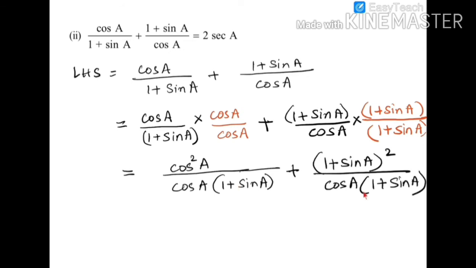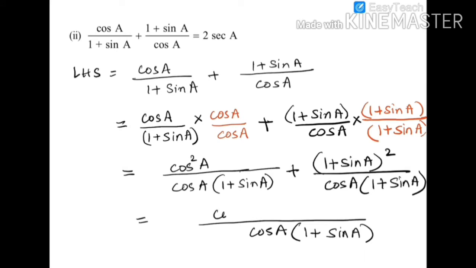Now these two expressions have same denominators, so we can add the numerators directly. Denominator will be cos A 1 plus sin A and the numerator will be cos square A plus 1 plus sin A whole square. Now this expression can be obtained directly from this step. Observe that the denominator is the product of both the denominators, cos A into 1 plus sin A.